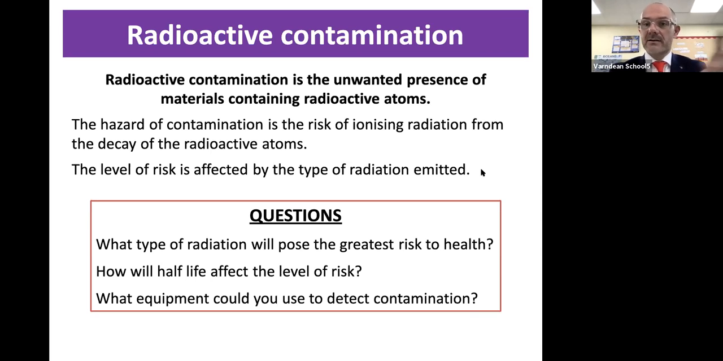Now the risk depends on what type of radiation it is. If you've got some alpha radiation on the table, the risk isn't huge unless you touch it and eat it. Which type of radiation would pose the greatest risk to health? Probably gamma radiation. Would it be? Because it can go through people, or is it alpha radiation? Because if someone ingests it, it's going to cause them significant harm. Alpha particles are a huge problem.